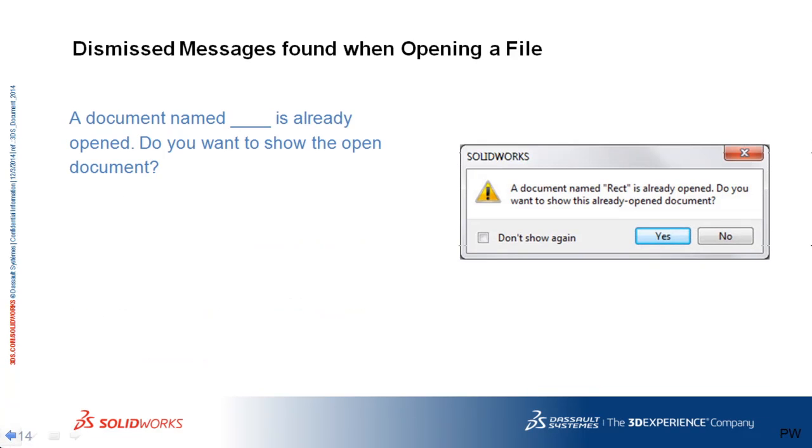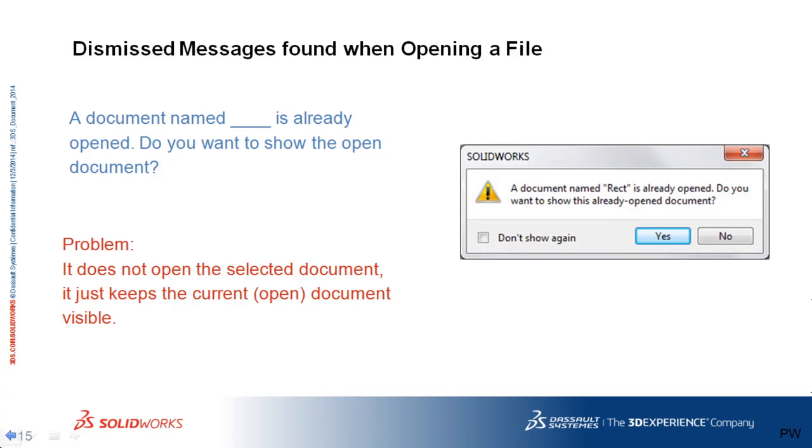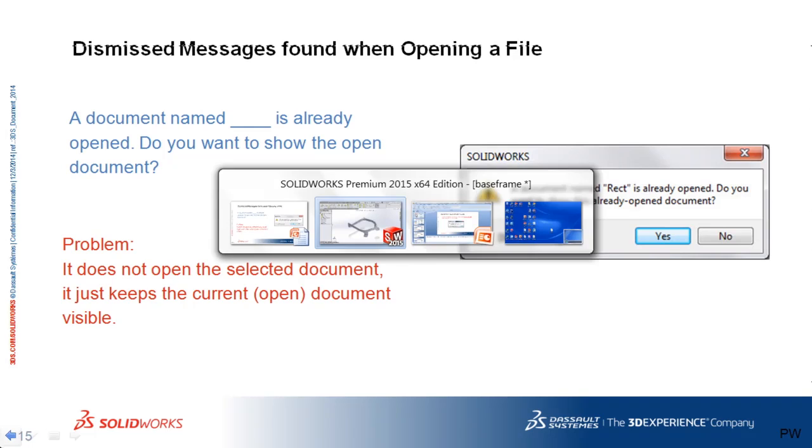This one you may have seen as well, a document that's already opened. Do you want to show the open document? What's the big deal if you dismiss this message, other than it could cause you some serious problems? One, it doesn't keep the selected document open. It just keeps the current one visible. So really all it is is confusion. You don't know exactly what document you're in.